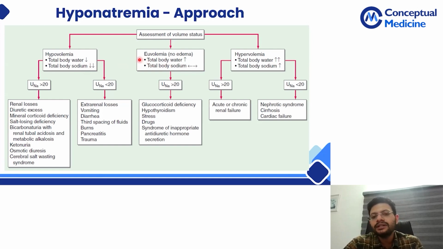Actually, the total body water may be increased. Total body sodium may be normal. So relative to the sodium, since the water is more, there is hyponatremia. And in hypervolemia, the total body water is much more when compared to the total body sodium, which is also increased, and therefore the patient is having what you call typically the dilutional hyponatremia.